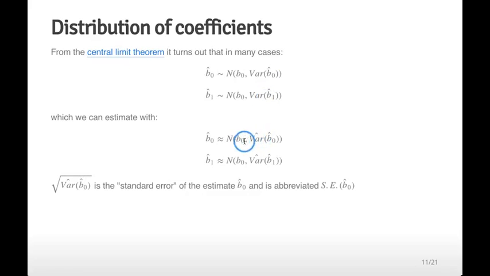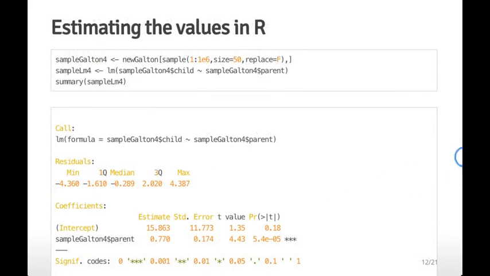So we end up with beta hat 0 and beta hat 1 being approximately normally distributed with the corresponding mean B0, and again this should be B1, and variances that we've estimated. The square root of the estimated variance for a coefficient is the standard error for the estimate, what's called the standard error, abbreviated S.E. of the actual estimate here. And so what we can do is we can actually estimate those values in R.